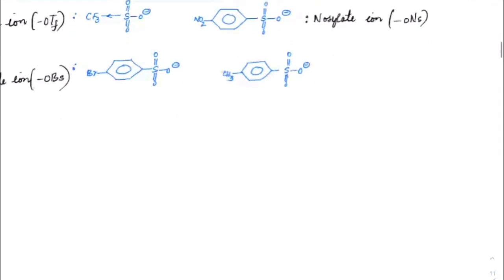And the last one, which is more useful from now onwards, you will hear this a lot of times: para-methyl benzene, or you can simply write it as toluene. So this is toluene sulfonate, and we call it tosylate, OTS. So these are very, very good leaving groups, correct?